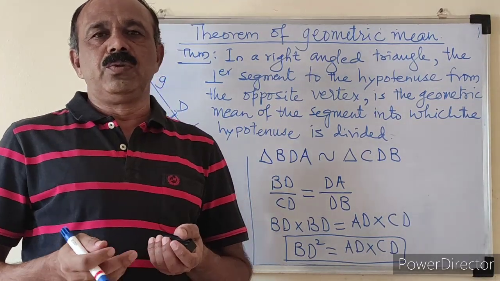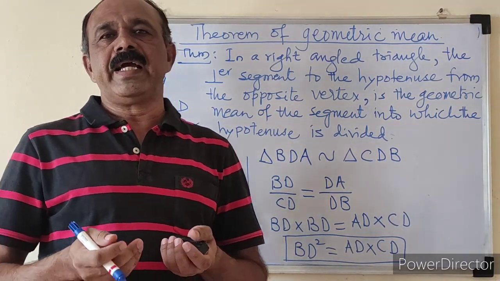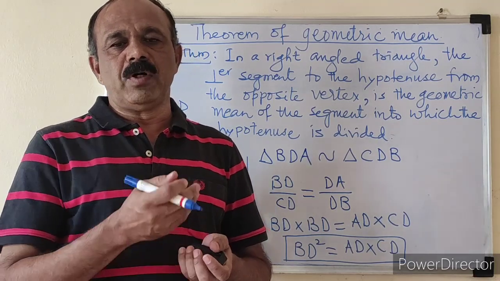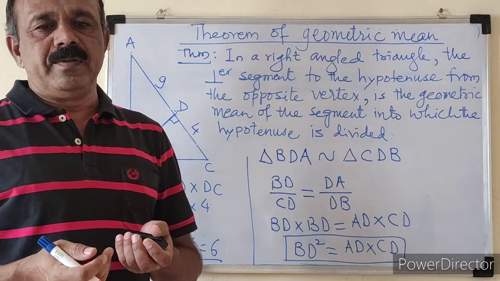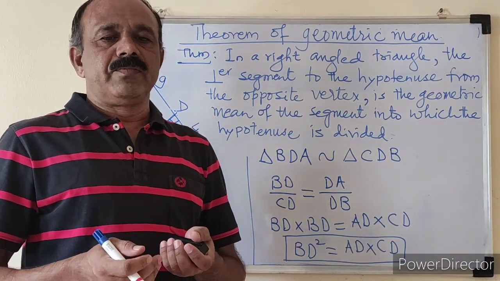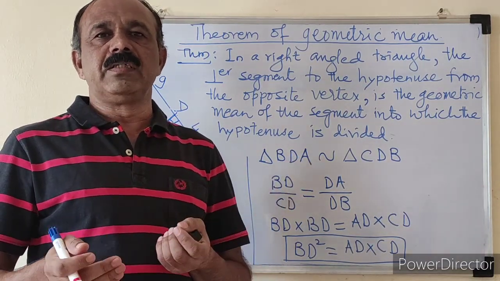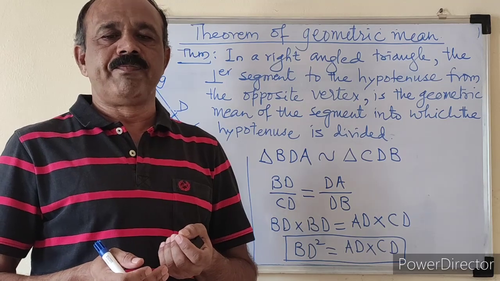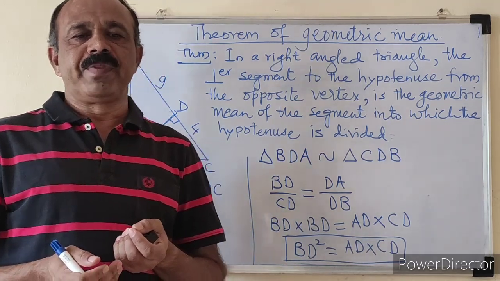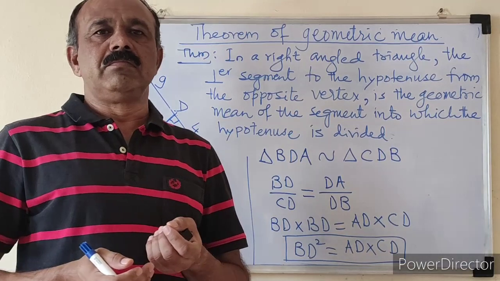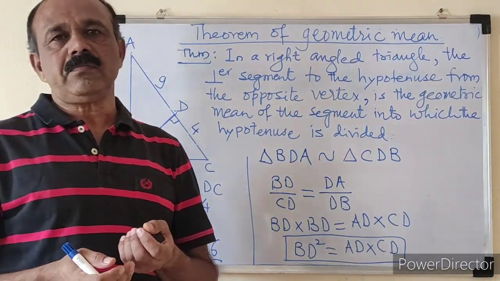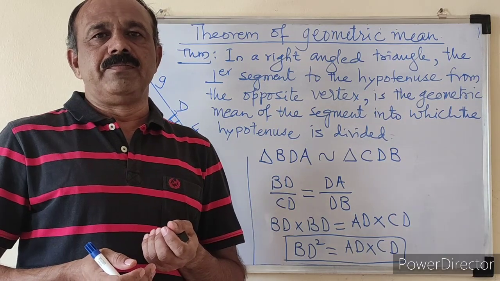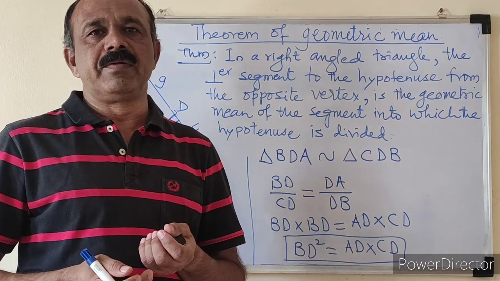Today we learned two theorems, that is similarity in right angle triangles and the theorem of geometric mean. So you complete the examples on these theorems which are given in the practice set 2.1. Tomorrow we will see the next theorem, that is the Pythagoras theorem using similarity. So thank you and have a good day.